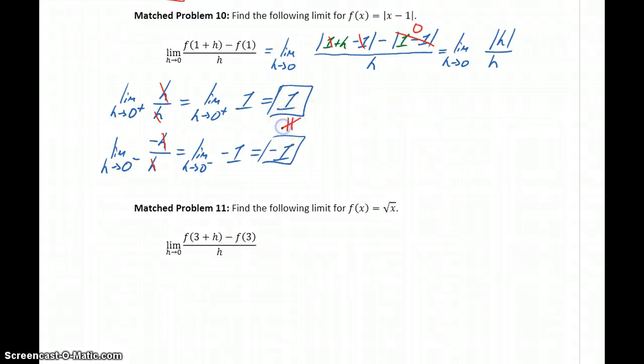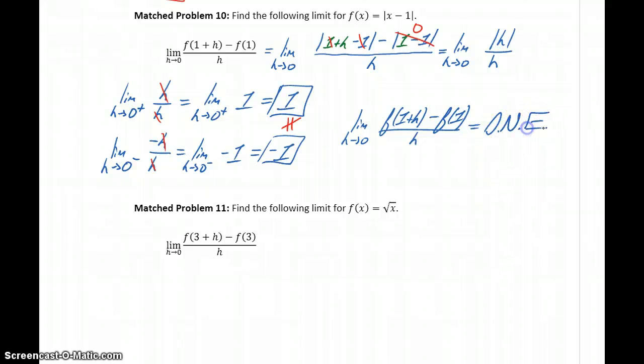And we have left and right-hand limits that are not equal to each other, meaning the limit as h approaches 0 of f of 1 plus h minus f of 1 over h does not exist. Again, the only way for this limit to exist is if the right and left-hand limits are both equal to each other. Since those are different, our limit does not exist.